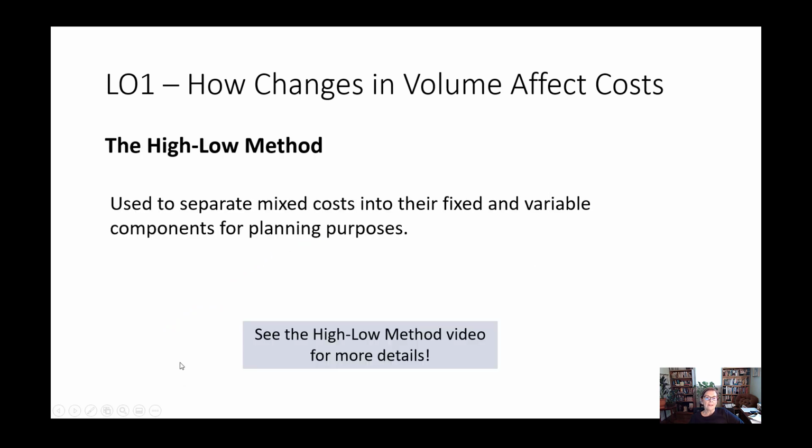Okay? All right, so the high-low method is something that we use to separate mixed costs into their fixed and variable components for planning purposes. So remember, I just gave you the formula. Well, sometimes companies don't know their formula. They know, for example, that they've had bills that look like a certain amount and certain volume over a period of time, but they don't really know what their formula is, and they need to know their formula in order to plan and budget. So the high-low method is one way that we can use to separate costs into their fixed and variable components. Check out that separate video that walks you through it. It's a little bit technical.